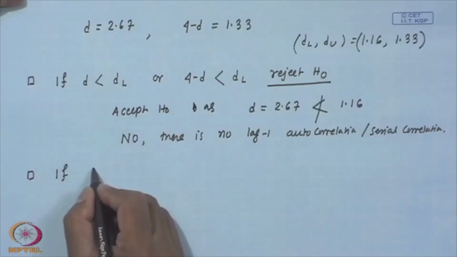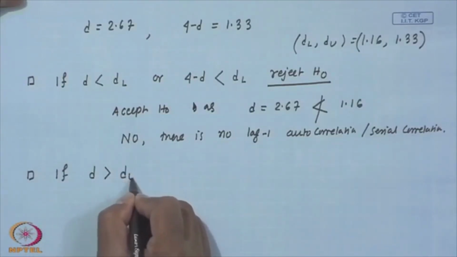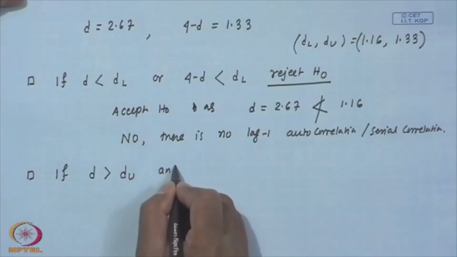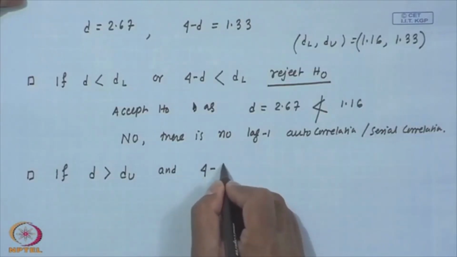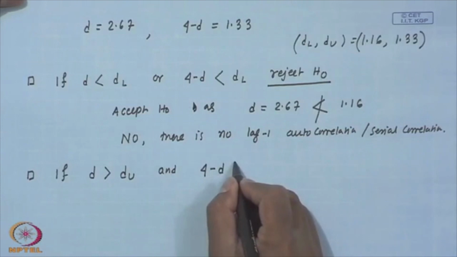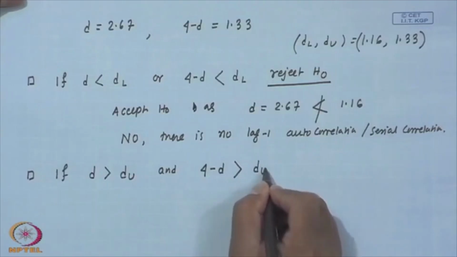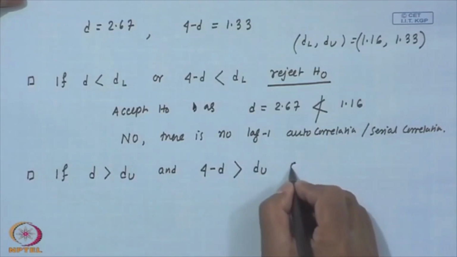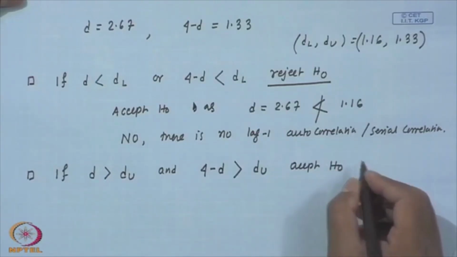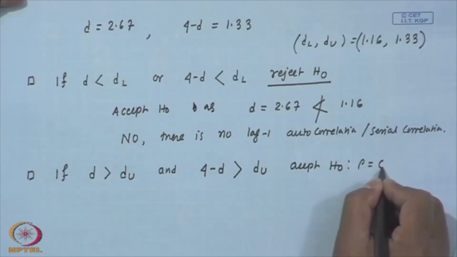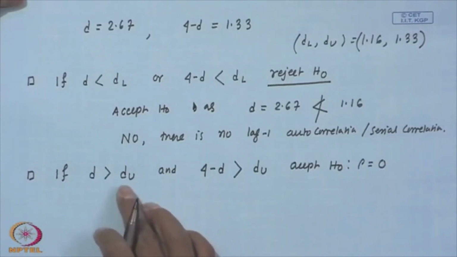If d is greater than du and 4 minus d is greater than du, then it says that you accept H naught, which is rho equal to 0. This is the test in terms of du values, the d upper values.